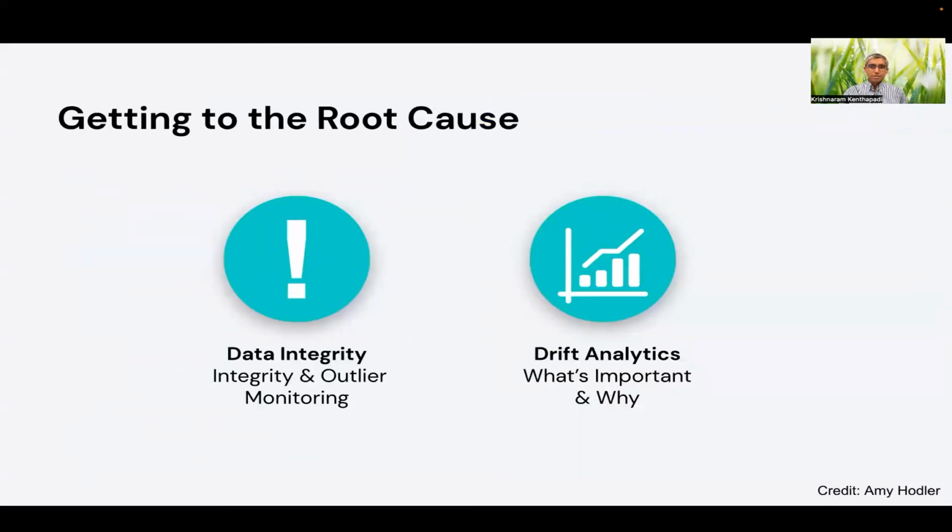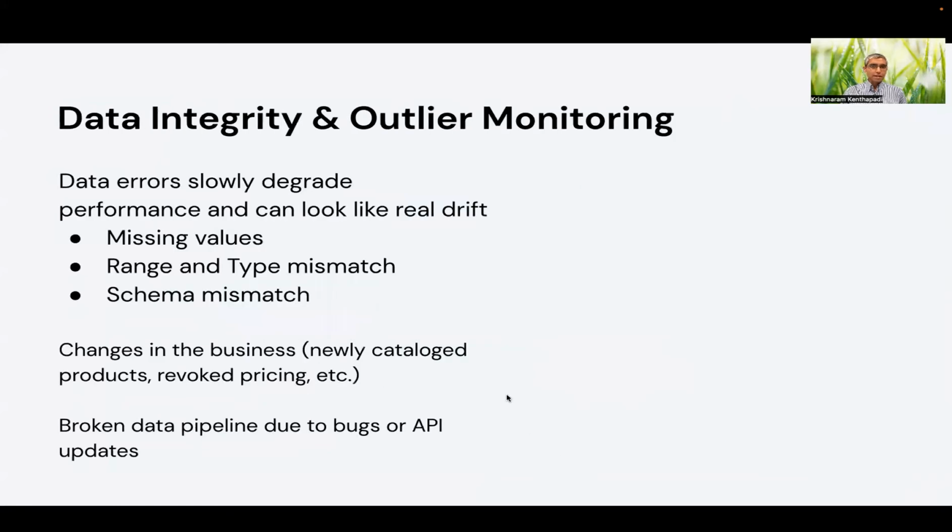Next, let's discuss what we do once we identify different types of drift issues. Again, here we are divided into two buckets. The first is figuring out whether data integrity issues may be causing the problem. The second is, if not, to identify what may be the underlying root cause for the changes. In terms of data integrity, you could also think of this as monitoring for outliers.